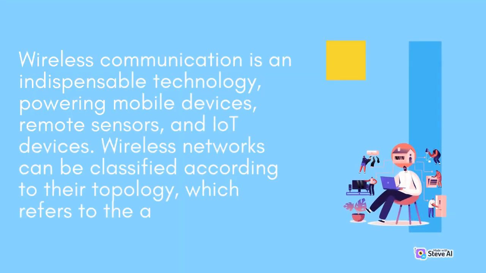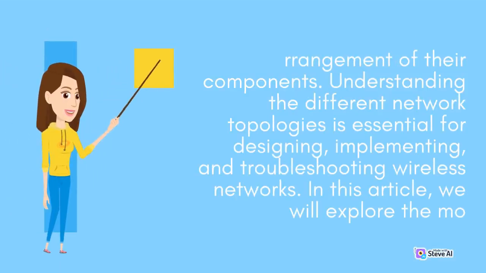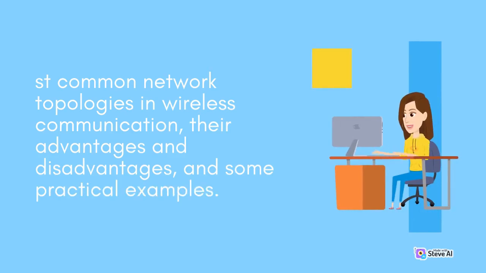Wireless communication is an indispensable technology, powering mobile devices, remote sensors, and IoT devices. Wireless networks can be classified according to their topology, which refers to the arrangement of their components. Understanding the different network topologies is essential for designing, implementing, and troubleshooting wireless networks. In this article, we will explore the common network topologies in wireless communication, their advantages and disadvantages, and some practical examples.